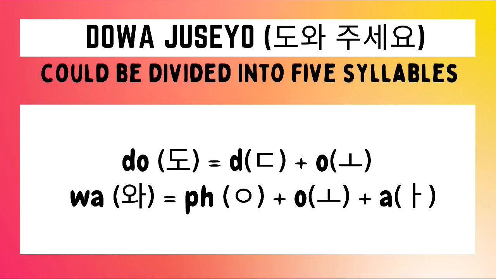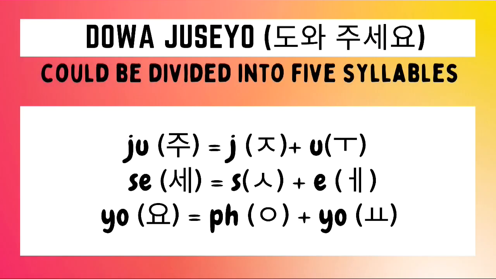How do you write DOWA JUSEYO in Hangul? Let's start with the first word. For the first word, we have 2 syllables. To be able to write the syllable do in Hangul, we need to draw first a dikot character followed by an o character. For the second syllable wa, we need to draw first a no sound or a placeholder iyung, followed by an o character, followed by an a character. That's how we write DOWA in Hangul.